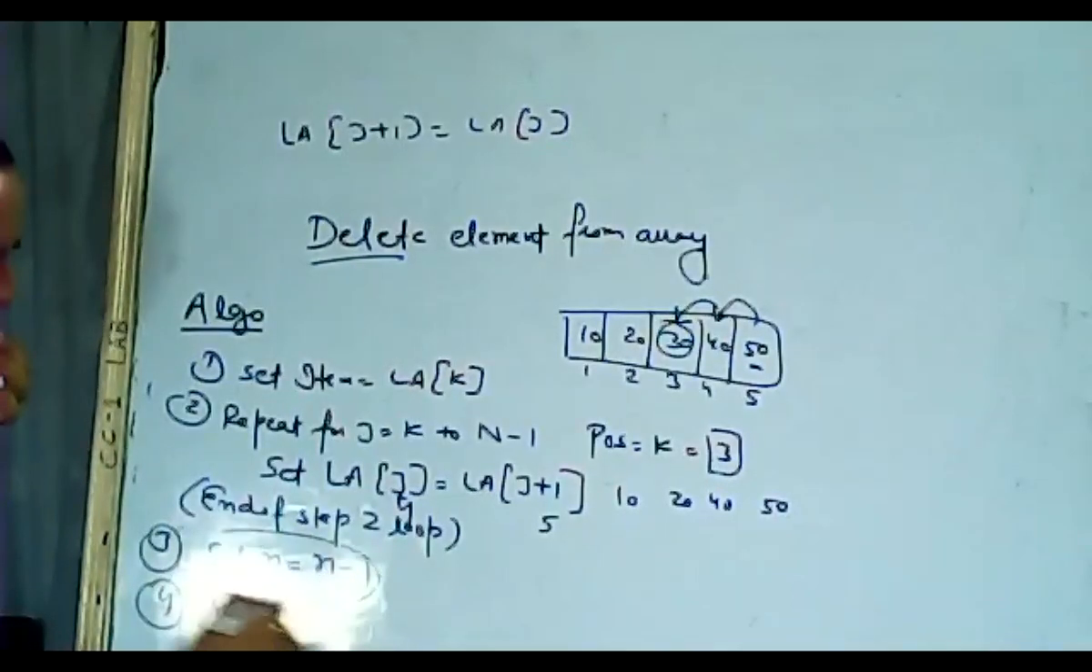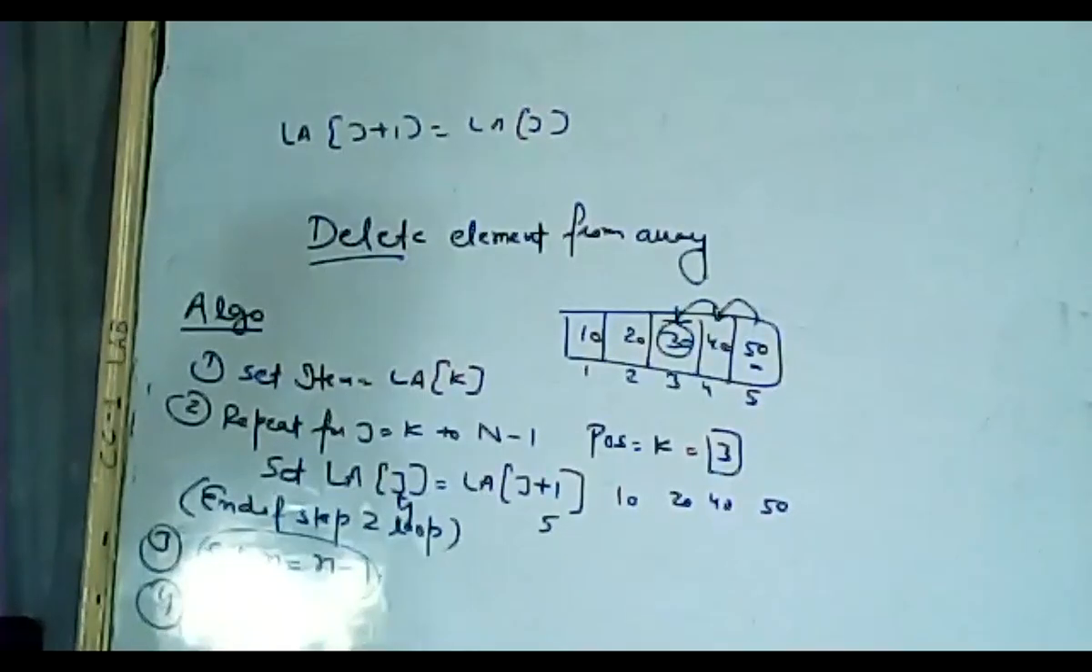And n will be n minus 1 because you have deleted one element. Now one element will be less. Earlier there were 5, now there will be 4. Is it clear?